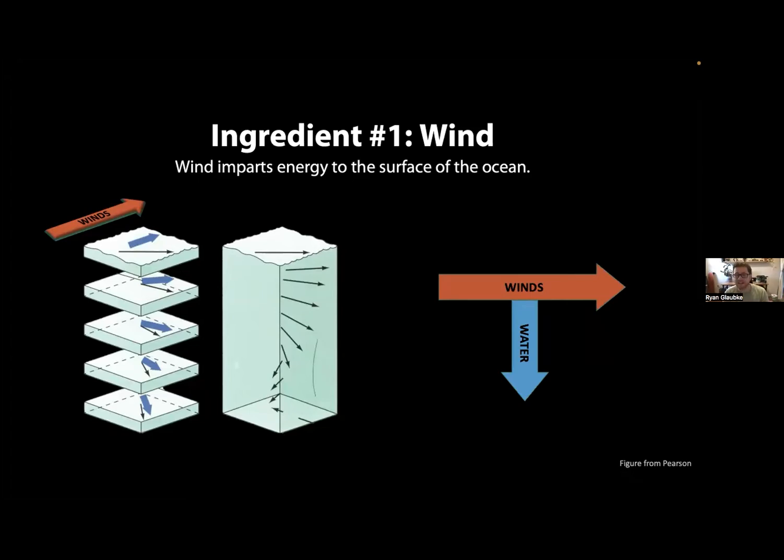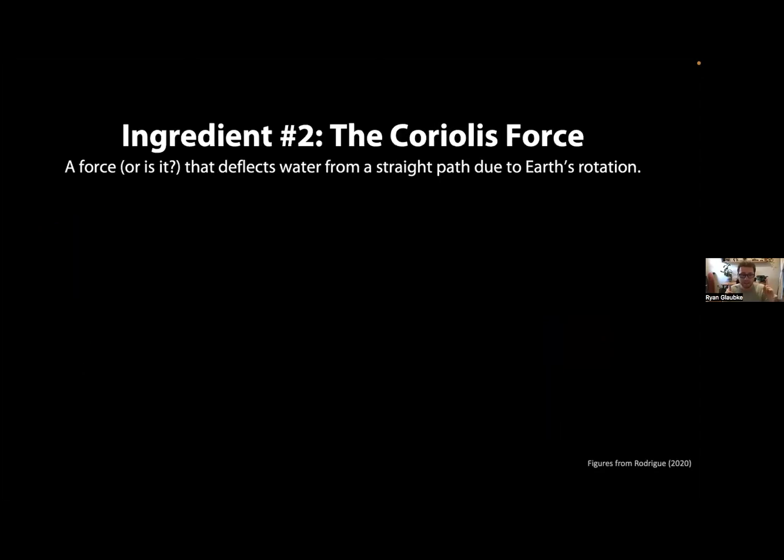The answer to that is the second ingredient for our surface circulation, and that is the Coriolis Force. It deflects to the right in the northern hemisphere. I'll explain this in a minute. This diagram is in the northern hemisphere. Coriolis Force, that's our second ingredient here. The Coriolis Force, which actually isn't a force, deflects ocean currents from a straight path because the Earth is rotating, right?